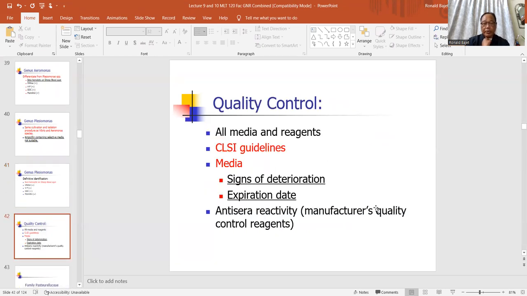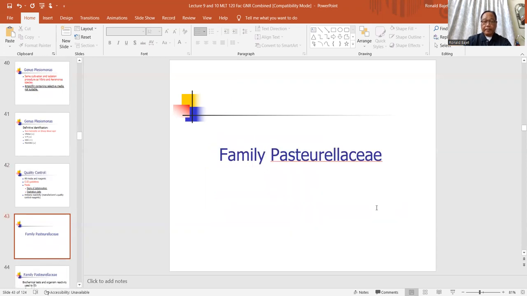QC, you always want to use CLSI guidelines, Clinical Laboratory Standards Institute. And media, when you do your QC, you always want to look for signs of deterioration. If it's dry, you don't want to use dry media, or if there's cracks in the plates, or you never want to use expired media, okay? Make sure it's before the expiration date.